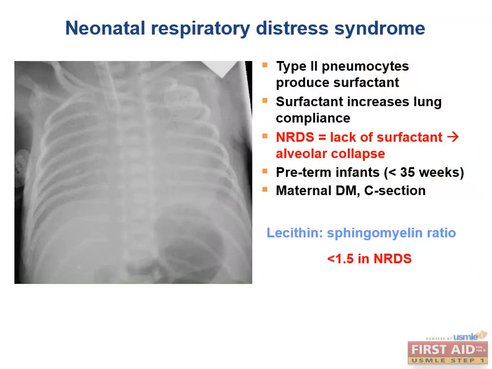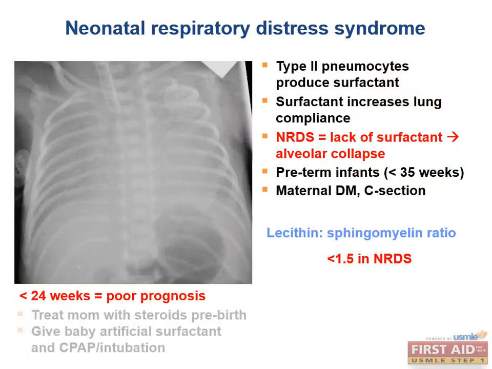In NRDS, the L to S ratio is generally less than 1.5, whereas a ratio of 2 or greater indicates a low risk of NRDS. Survival is poor in neonates younger than 24 weeks. Interventions to improve survival include administration of maternal steroids before birth to accelerate lung maturity, intra-alveolar administration of artificial surfactant after birth, and CPAP or intubation with oxygen.